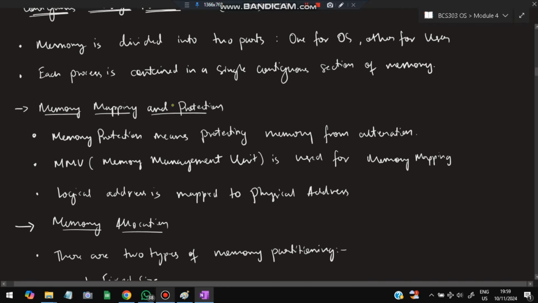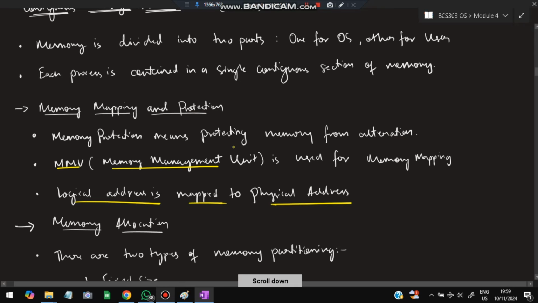First is memory mapping and protection. We have to have a memory mapping technique to map which memory is present where. Memory protection means protecting the data from alteration. We also use a memory management unit to manage those memories. Logical address is mapped to the physical address.